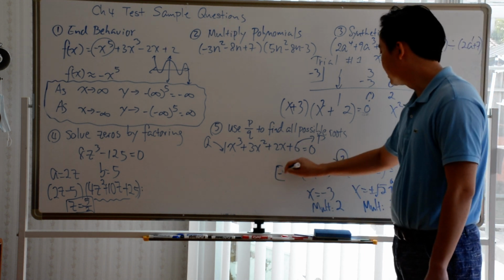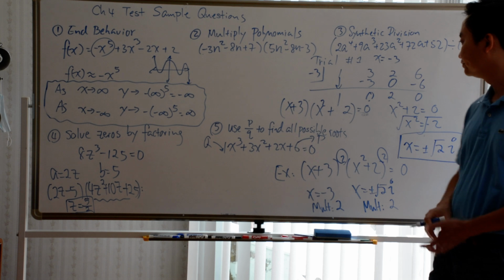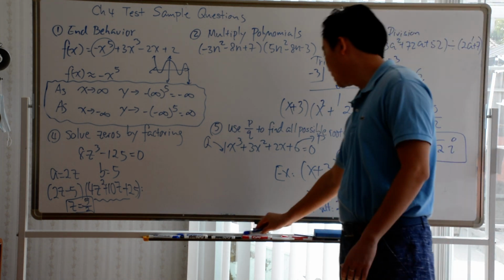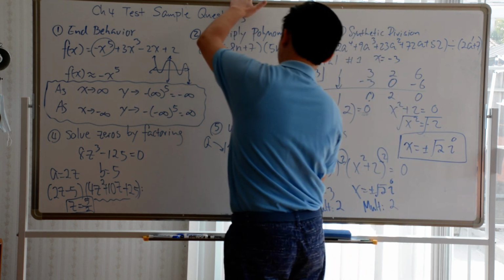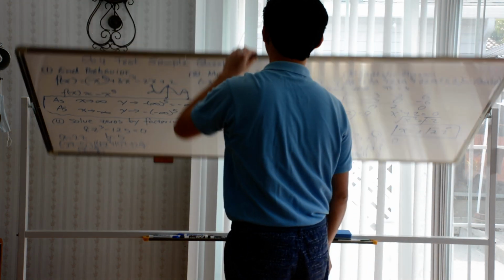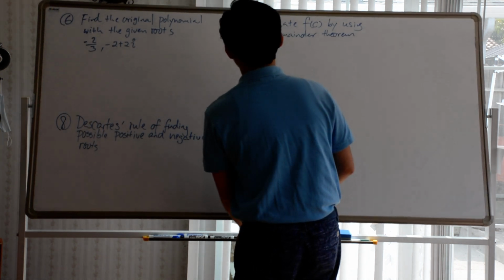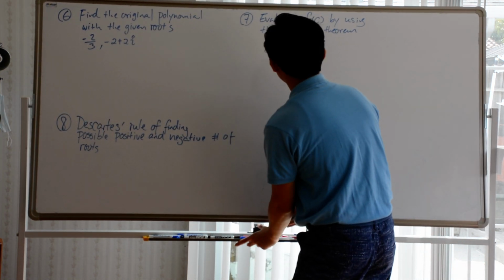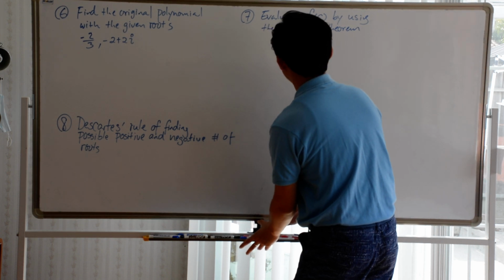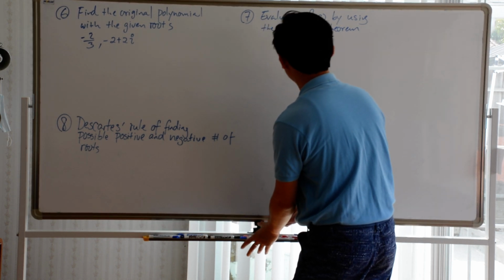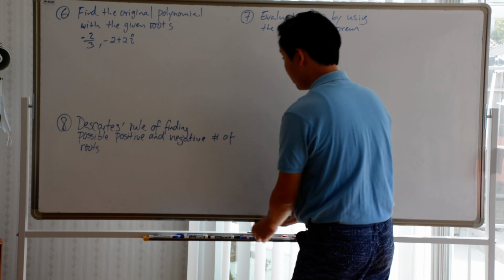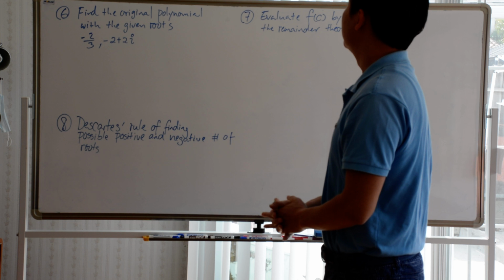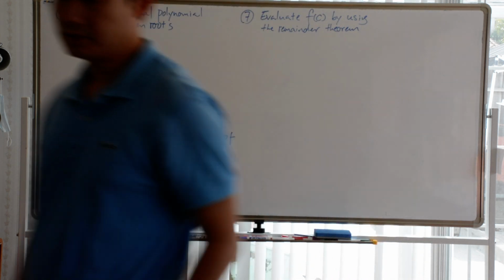So let's say we have an example like this one right here. For the rest of this, we'll take a look at that on the next part, on the whiteboard right here. Number 6, number 7, number 8: that one is finding the original polynomial. Number 7 is finding the remainder, evaluating f of c by using the remainder theorem. And then number 8 uses Descartes' rule. We'll talk about that in the next part of the video.